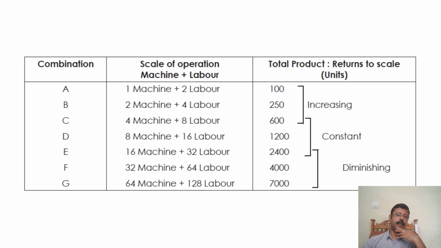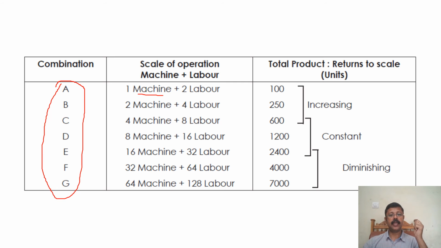Now these are different combinations. A, B, C, D, E, F, G are different combinations. Combinations of what? Machine and labor. The first combination talks about having one machine and two laborers. So you have got one machine and two laborers.